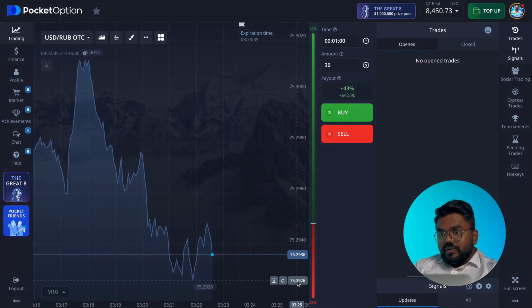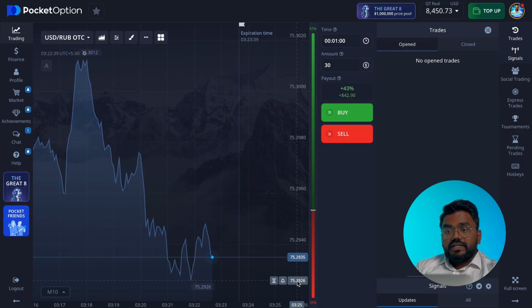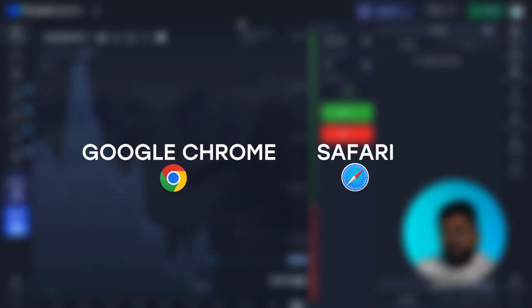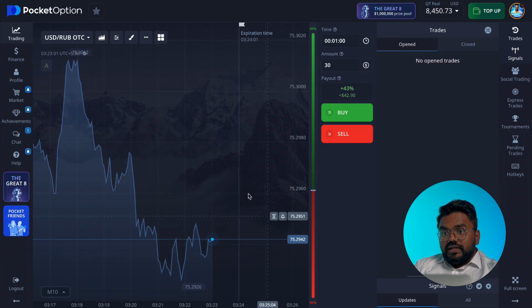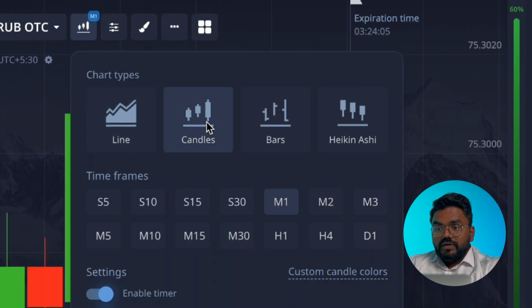We're going to go with the strategy explanation, and make sure you have the right internet speed and the right platform. Always use a proper browser. I always use Google Chrome and Safari; those are the best I would recommend. So now let's get started. We're going to go with the chart. Let's go with candles right now, and the default is the 1 minute.